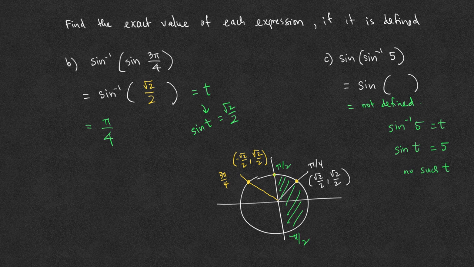There is a very important observation here. It is true that the function and its inverse would cancel out. The composite of the function and its inverse would cancel out, but only on the proper domain. We cannot just simply cancel sine inverse and sine to get 3 pi over 4 as the answer because 3 pi over 4 is not in the domain of the restricted sine. Similarly, the domain of sine inverse is a number between negative 1 and 1. 5 is not included in that interval.